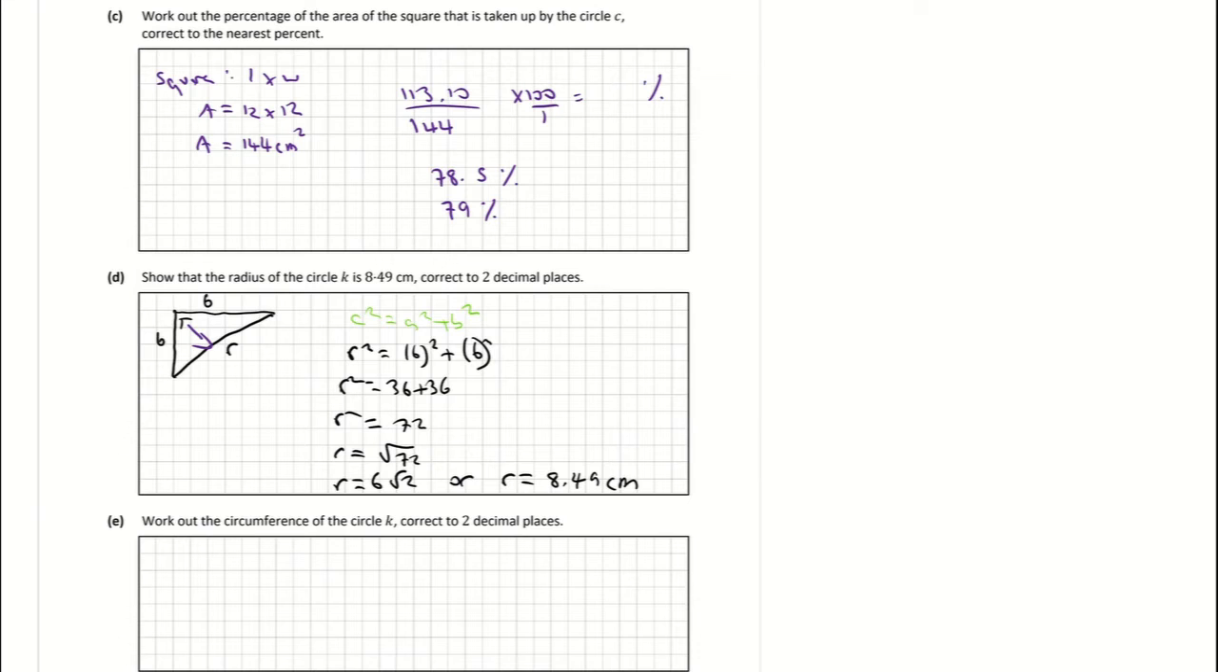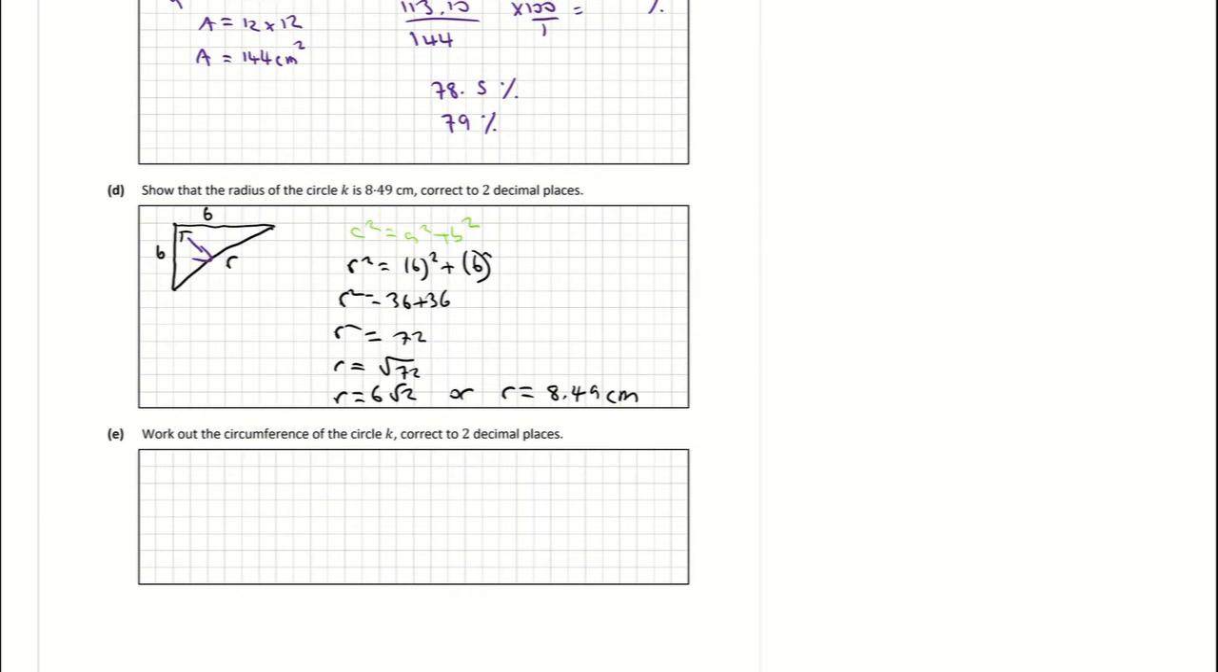And part E, work out the circumference of circle K, correct to 2 decimal points. So from our log tables, circumference is given as 2 pi r. Filling in our formula now, it's 2 multiplied by pi, keeping it as the button rather than 3.14, multiplied by the radius, 8.49. Multiplying those on my calculator, I get a circumference of 53.34 cm to 2 decimal points.